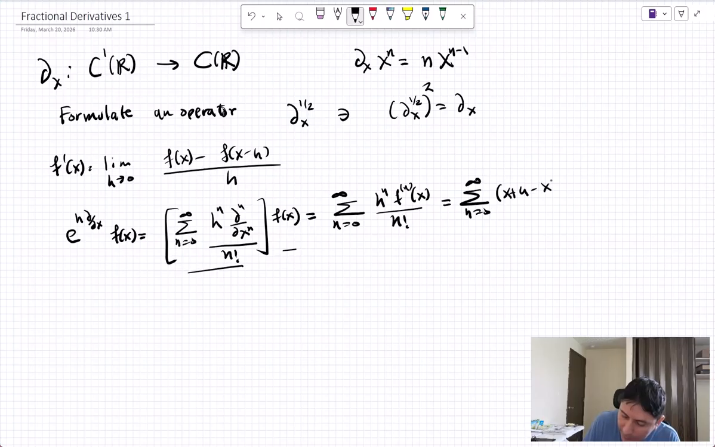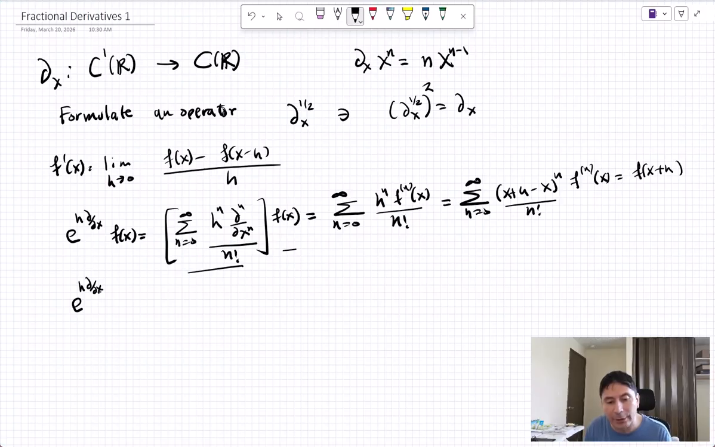Now, let's see what happens if I rewrite this as x plus h minus x to the n, f^(n) of x divided by n factorial. And when I rewrite that, this turns out to be f of x plus h, right? So this is an algebraic trick from functional operator theory, I guess. So if I take the exponential map of the derivative operator and act on a test function, then that amounts to a shift in the argument of the test function, basically.